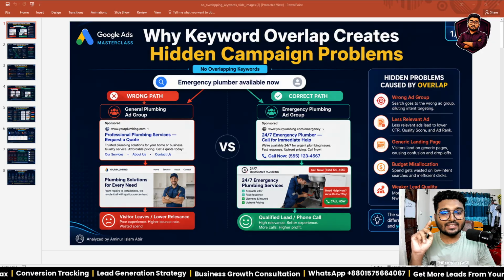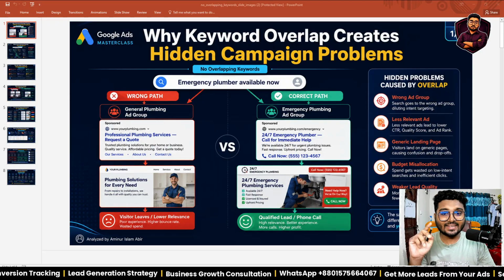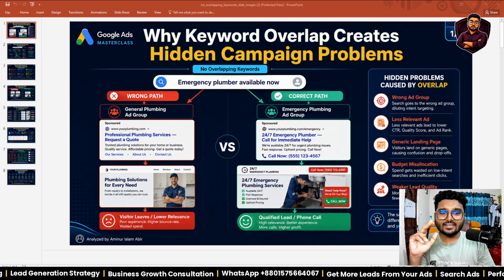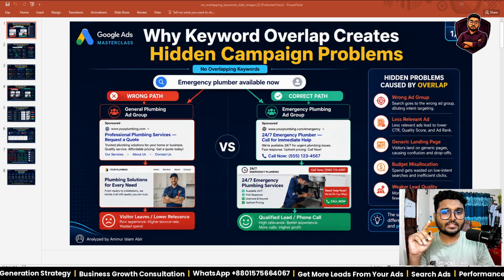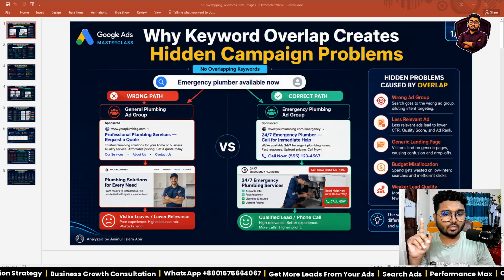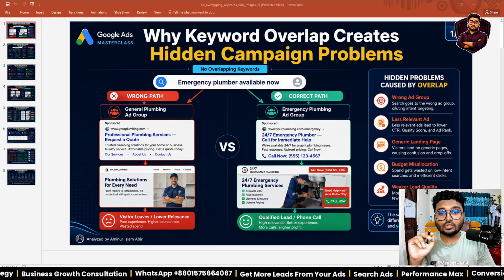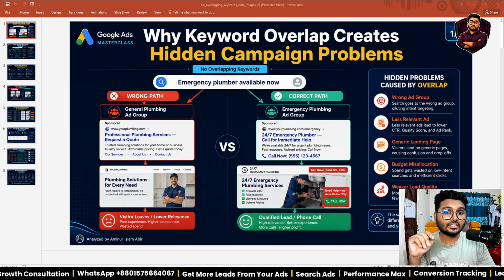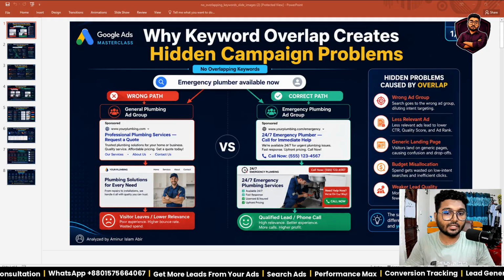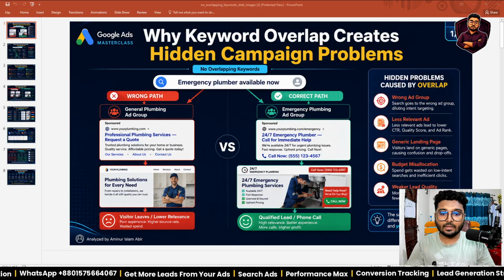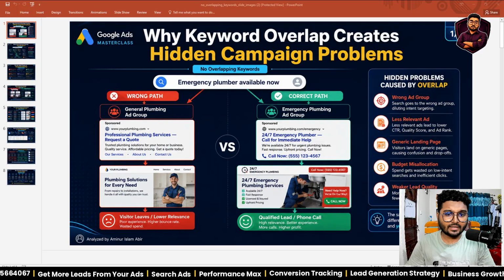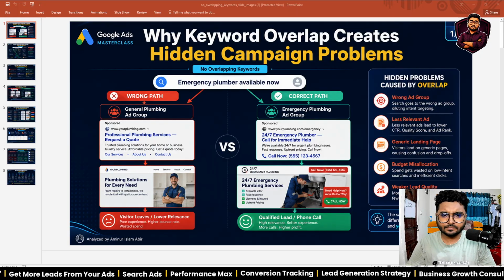Let's start with a common local business example. A customer searches "emergency plumber available now." This search has clear urgency. The customer probably wants immediate help and may be ready to call. But the account contains two relevant ad groups. The first one is general plumbing. It contains keywords like plumber near me, local plumber, and plumbing company. The second one is emergency plumbing. It contains emergency plumber, 24-hour plumber, and urgent plumbing repair.